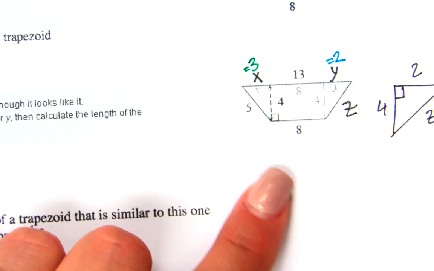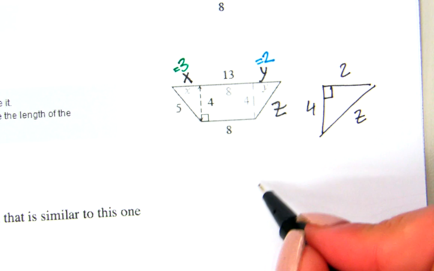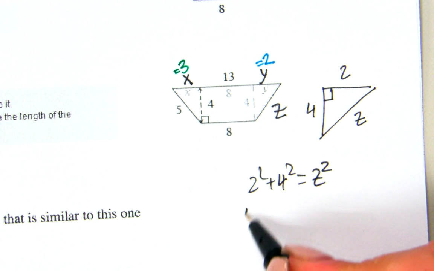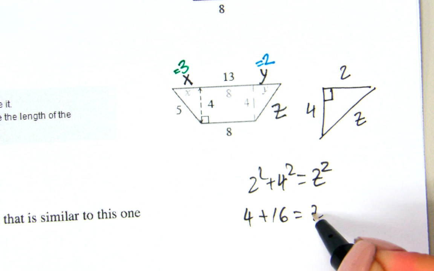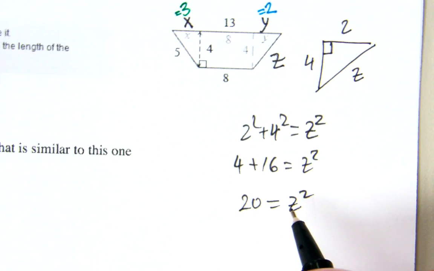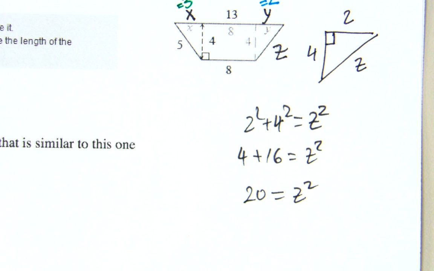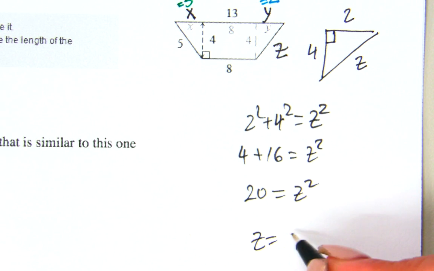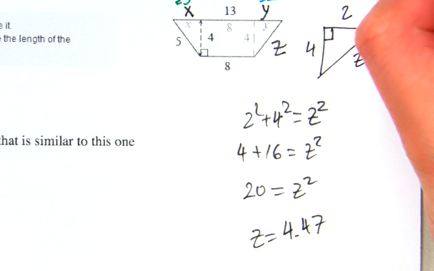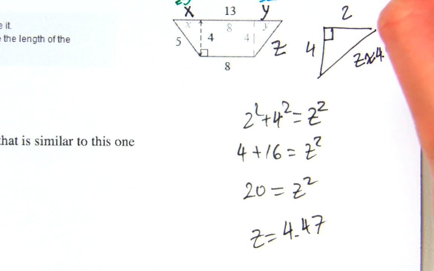Oh, that's not very helpful because now it looks like the z's and the 2's are the same. So you have 2 squared plus 4 squared is equal to z squared. So 4 plus 16 is going to give you your z squared. So 20 is equal to z squared. And then the square root of 20 is... So z should be somewhere around 4.47. So let's say approximately 4.47.